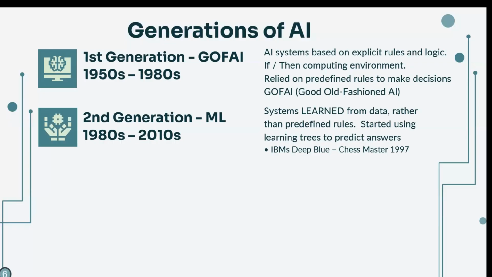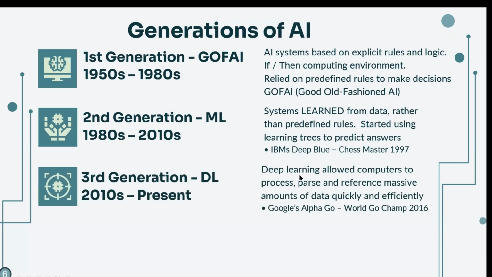It started using what were called learning trees, kind of like a flow chart. If this happens, yes. If no, go this route to predict answers, like IBM's Deep Blue. I don't know if you remember in 1997, IBM's Deep Blue beat Grandmaster Kasparov, I believe. A computer beat a human at chess for the first time in 1997.